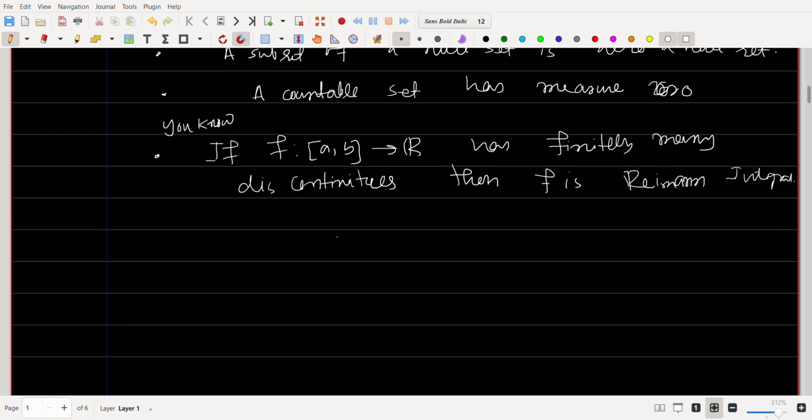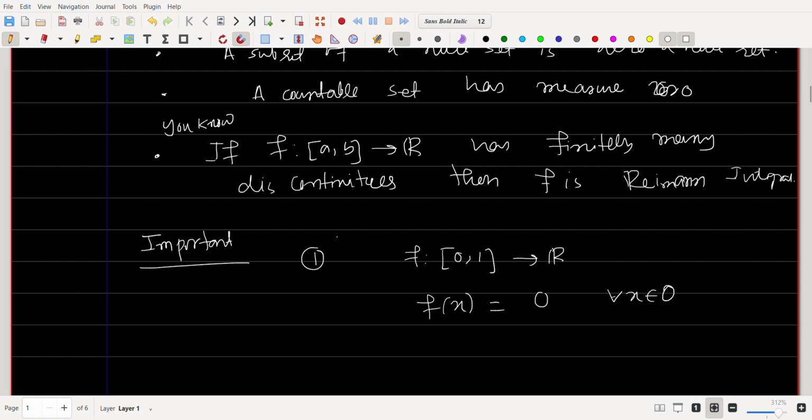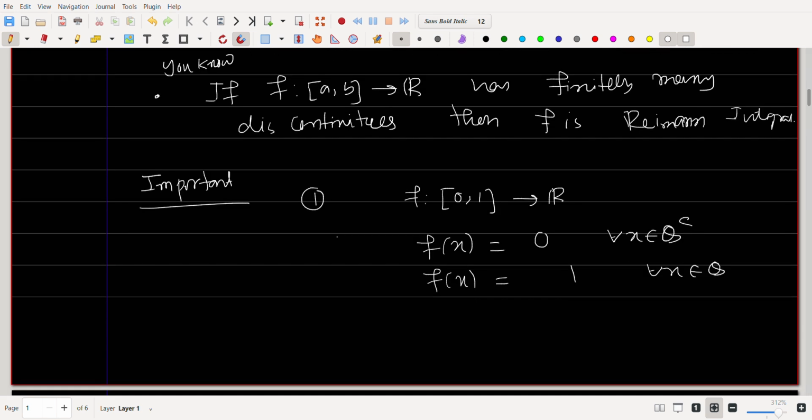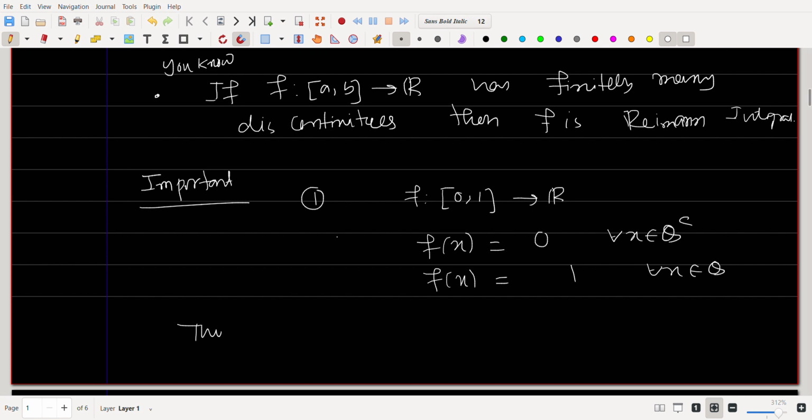Let's give a different, very important example. You know that if f from [0, 1] to R is defined by f(x) equal to 0 for all x belonging to Q complement, and f(x) equal to 1 for all x belonging to Q, basically the characteristic function on Q, then this function is not Riemann integrable. This is called the Dirichlet function.